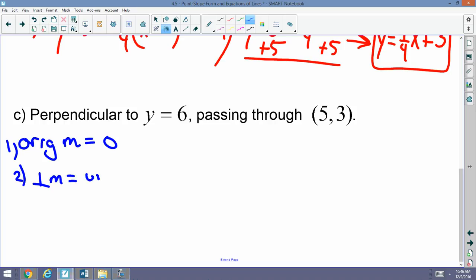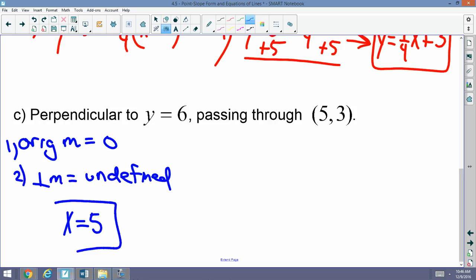And what kind of an equation do we find with an undefined slope? An x equals. So x is going to equal, what's the x value that this equation is going through? 5. So x is 5.